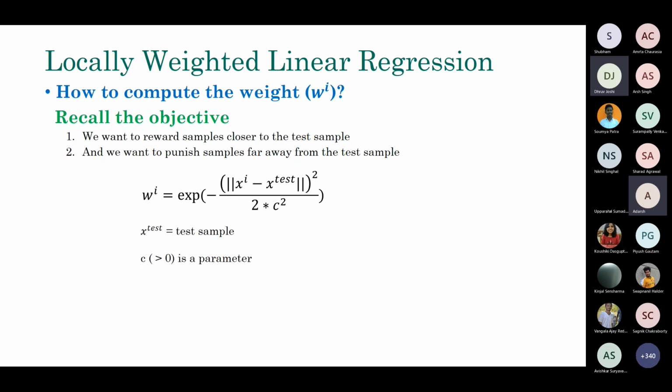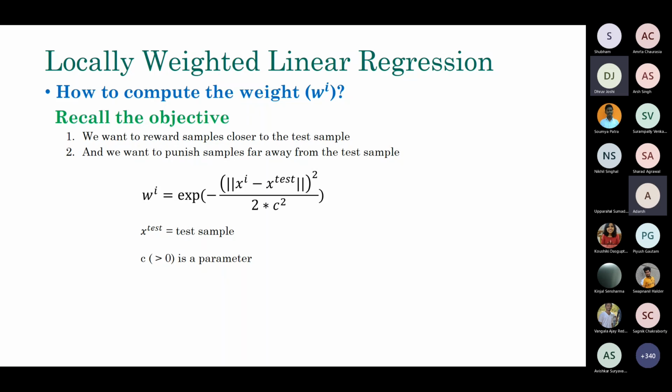Okay, so here is one such thing. WI is equal to, which is basically also a Gaussian kernel, a radial basis function actually. So e to the power of minus, the numerator is the Euclidean distance between the ith training sample and the test sample, and the denominator is basically 2 into c square.